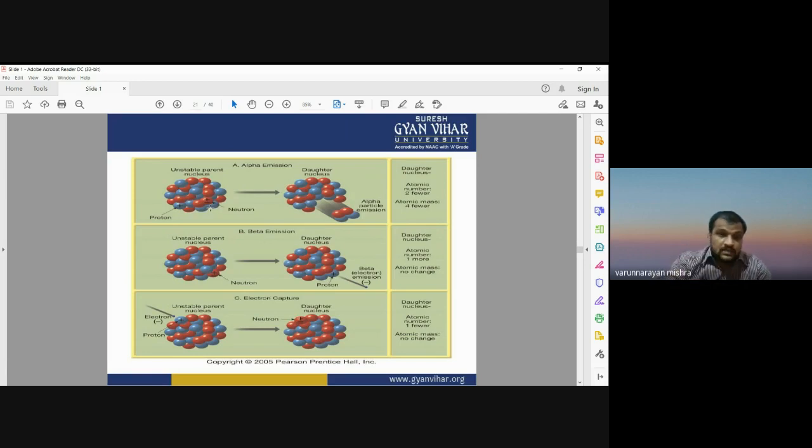So after the release of energy, it will be converted into a different element that will be considered an isotope, and it will be different from the original element. It will have a different number of neutrons in respect to the original element. That is the case of an unstable nucleus or unstable element.